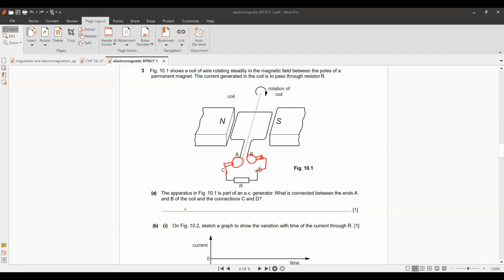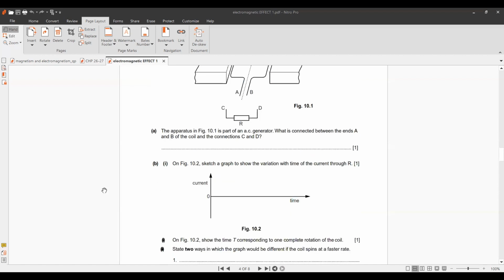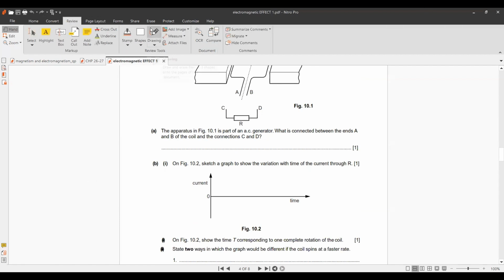Now they have asked for the variation of current through the resistor in the coil. When we are discussing AC circuitry, the graph across an AC generator is always varying. So we'll draw a variable graph with a maximum and a minimum.